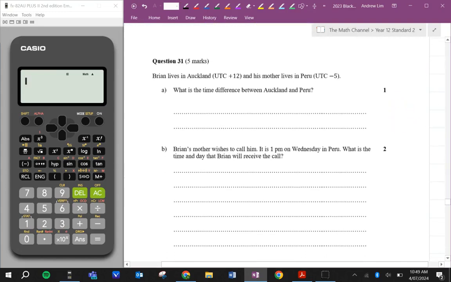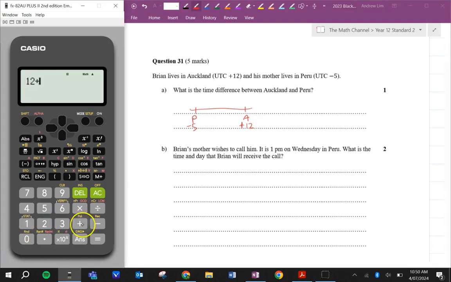31. Brian lives in Auckland, which is UTC plus 12, and his mother lives in Peru, UTC minus 5. What is the time difference between Auckland and Peru? So, Auckland, Peru, plus 12 minus 5. So we're just going to do 12 minus 5, which is 12 plus 5, 17. So 17 hours.